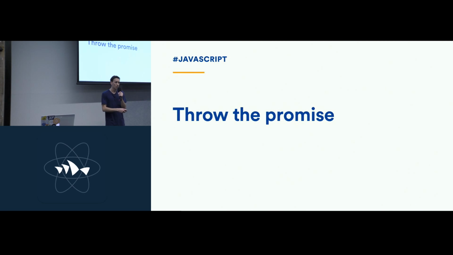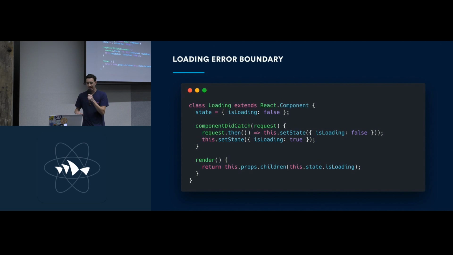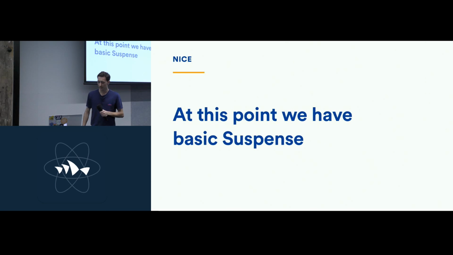Thanks to JavaScript, we can throw whatever we want. So why don't we just throw the promise from the fetcher? So we can do something like this. And as weird as this looks, this is the key step to be able to then catch in our component did catch method. Request there is going to be the promise. And so we can just tack a then on. And then at that point, we will know the data is available. So we'll re-render with loading being false. So at this point, we have basic suspense working, right? That's pretty cool.